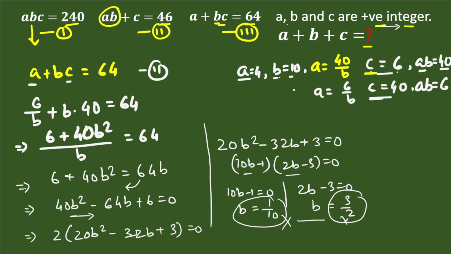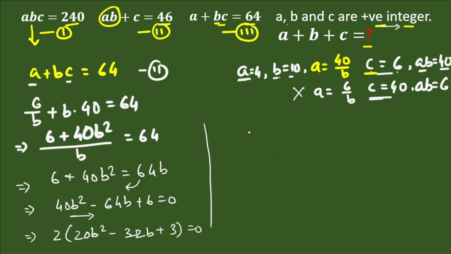So here we cannot take the value of b, so our one solution will be a is 4, b is 10 and c is 6. So now we can write a + b + c. Here we have calculated a is 4, b is 10, and c is 6. Now the value of this term is 20, so here we have calculated the value of a + b + c as 20, and it's our answer.